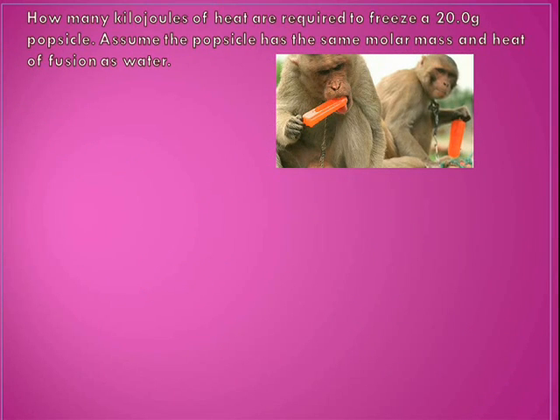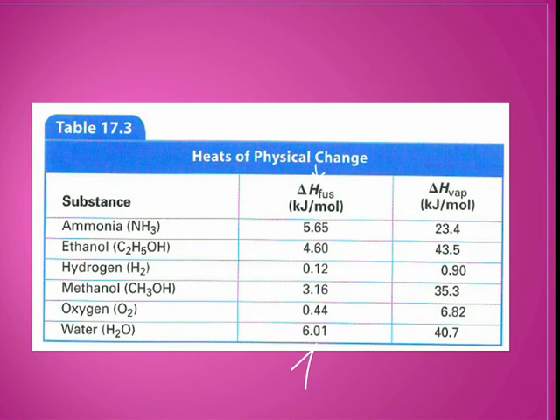How many kilojoules of heat are required to freeze a 20-gram popsicle? It's a nice size popsicle. We're going to assume the popsicle has the same molar mass and heat of fusion as water. These monkeys are enjoying a nice tasty orange popsicle. Let's go back to that equation. We have delta H equals moles times delta H of fusion. Let's look at what the delta H of fusion is for water. We see that the delta H of fusion of water is 6.01 kilojoules per mole.